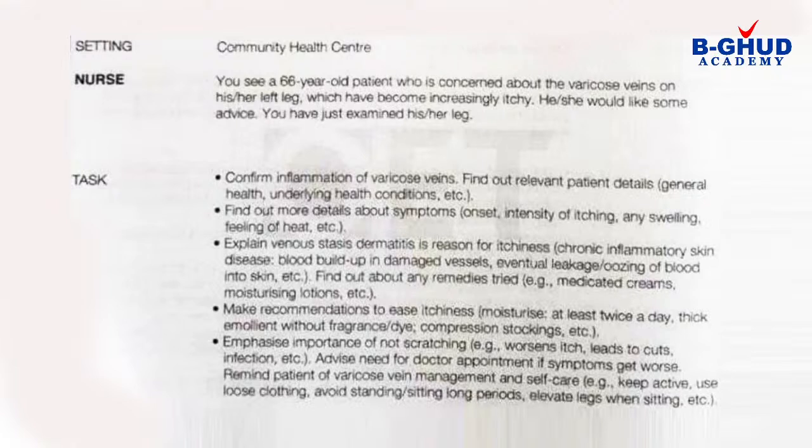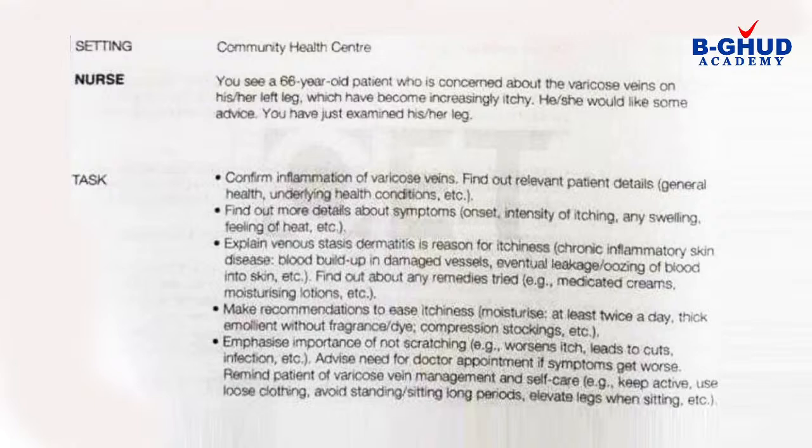Okay, this is not going to give you any relief. Moreover, frequent scratching or rubbing of the area can result in skin injury, cuts, bruises, or abrasions.